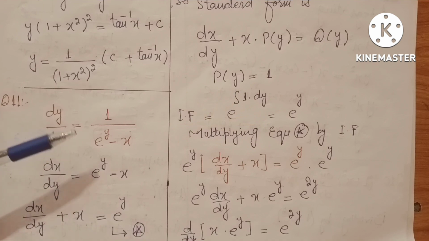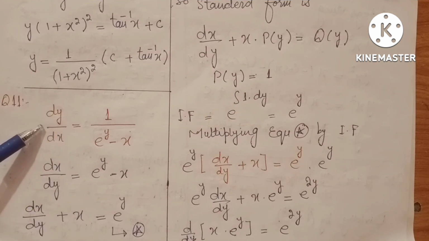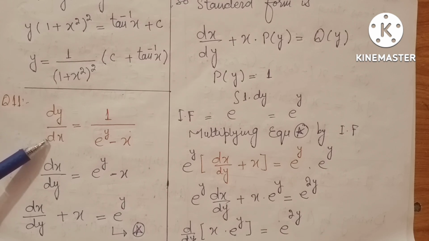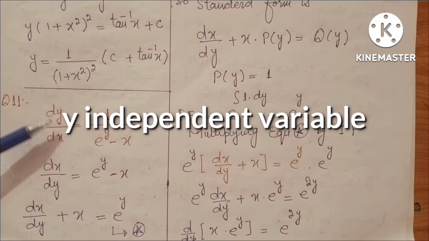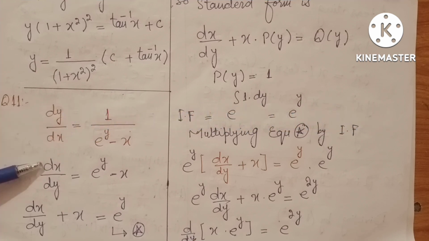dy by dx is equal to 1 over e raised to power y minus x. If you want to solve the equation with y as dependent variable and x as independent variable, you will not be able to solve it with the method of linear differential equation. So you will have to reverse it. I mean, you will have to consider x as dependent variable and y as independent variable.